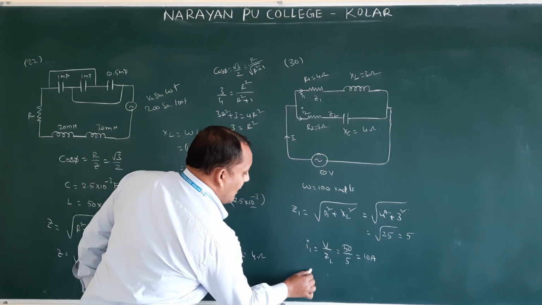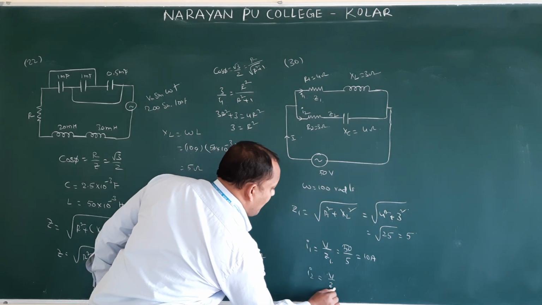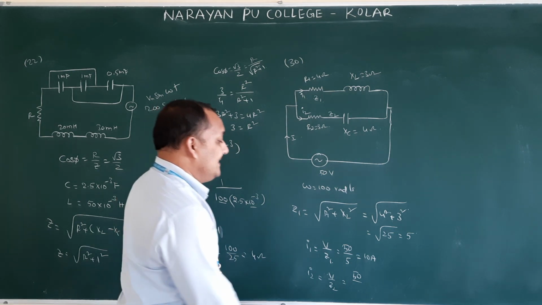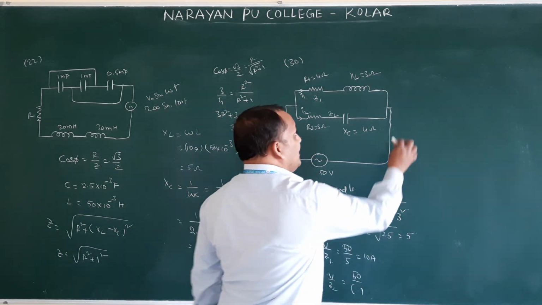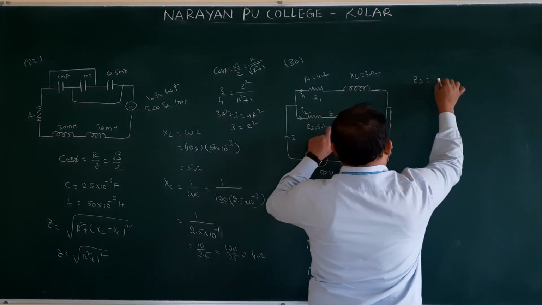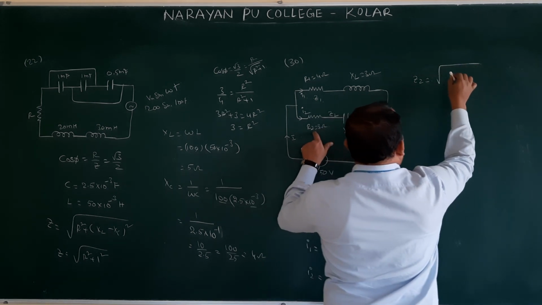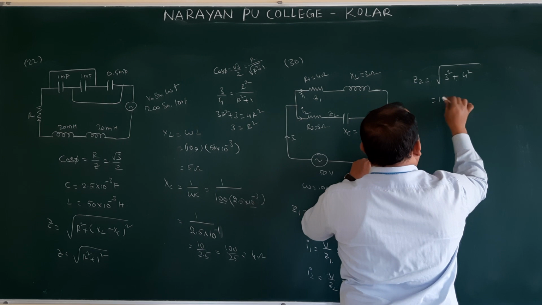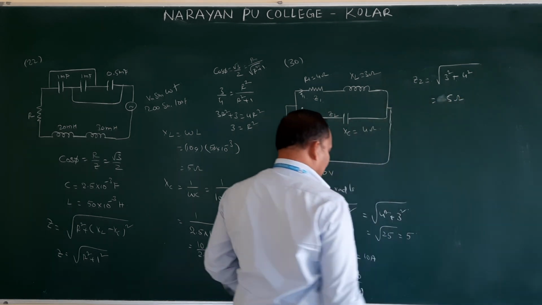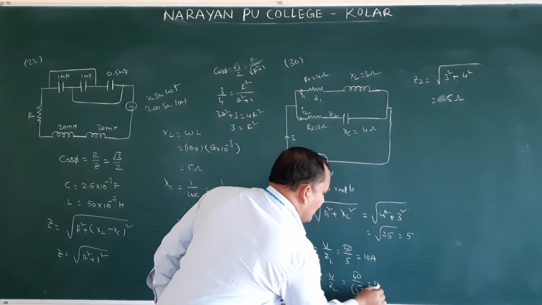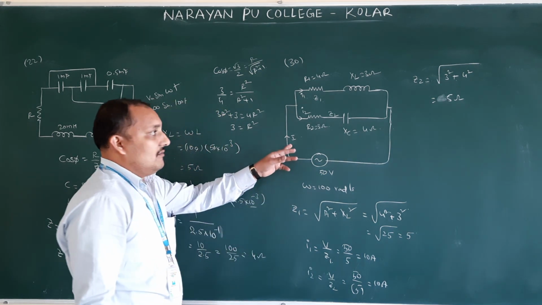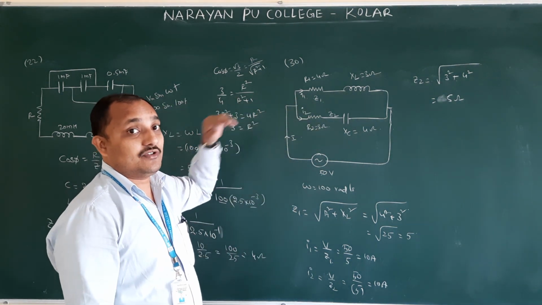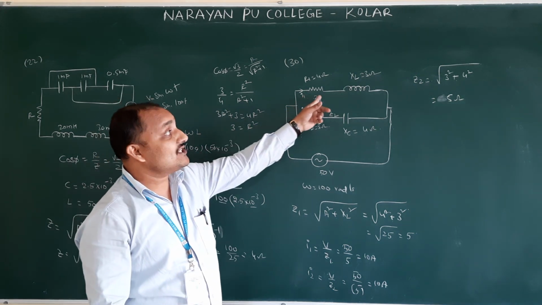I2 is equal to V by Z2, which is 50 by Z2. How to find Z2? Root of 3 square plus 4 square. This is also 5 ohms. 5 means 10 amperes. We should not simply add them as I equals I1 plus I2 by using Kirchhoff's laws, because here we want the phase angle.